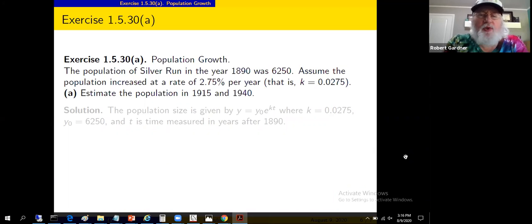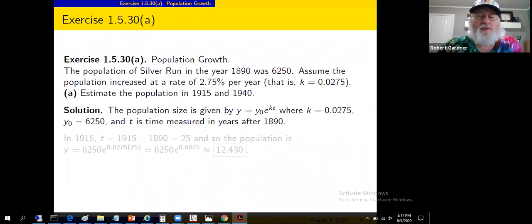Exercise 1.5.30, population growth states, the population of Silver Run in the year 1890 was 6,250. Assume the population increased at a rate of 2.75% per year. In other words, we're taking the k value to be 2.75% converted to a decimal, so 0.0275. Estimate the population in 1915 and 1940.